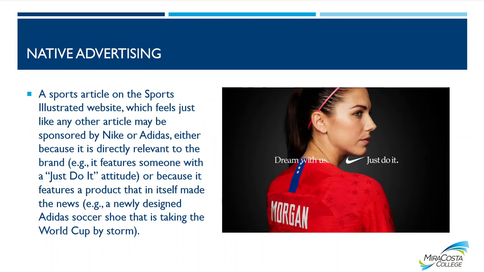So an example of native advertising here: a sports article on the Sports Illustrated website, which feels like any other article you might be reading, but it may be sponsored by Nike or Adidas, either because it's directly relevant to the brand, for example it features someone with a just do it attitude, or because it features a product that in itself made the news, such as an Adidas soccer shoe that has taken the World Cup by storm. So a basic article on the Sports Illustrated website, but it could be sponsored by a big company. So that's native advertising. Big brands use this a lot.